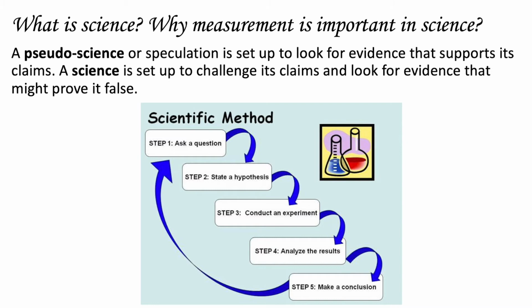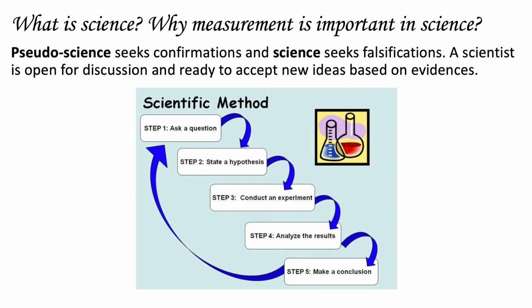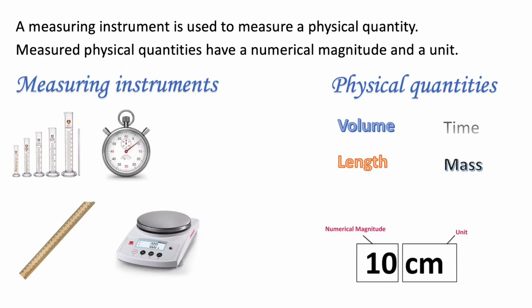A pseudoscience or speculation is set up to look for evidence that supports its claims. A science is set up to challenge its claims and look for evidence that might prove it false. Pseudoscience seeks confirmations and science seeks falsifications. A scientist is open for discussion and ready to accept new ideas based on evidence. Now we know why experiments and measuring physical quantities are important in science.